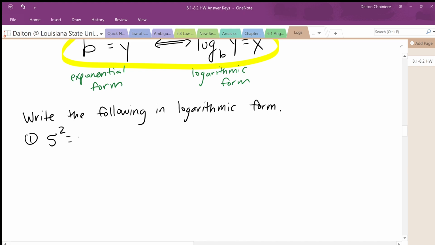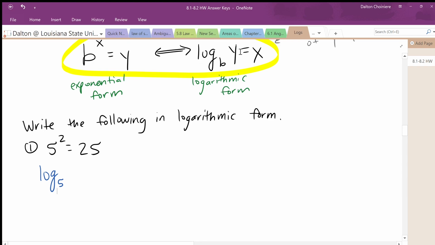5 squared is equal to 25. So this is just an exponential statement. You know it is true. If I ask you to write this in logarithmic form, the main number I'm concerned about is the base, right? So the base here is 5, so then I know that my logarithm is going to be log base 5 of, again, I'm just using this puzzle here, the y is synonymous to what it's equal to. So log base 5 of 25 is equal to x, which is the exponent, 2. And that would be the logarithmic form for that statement.